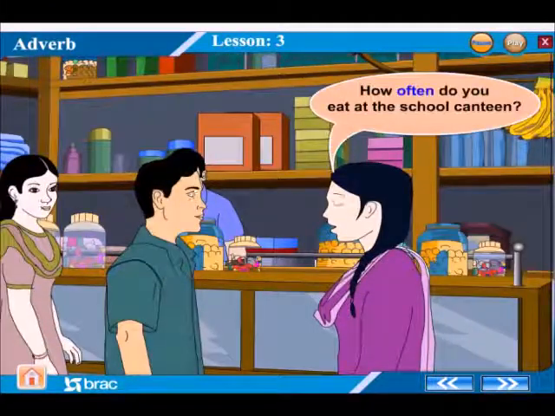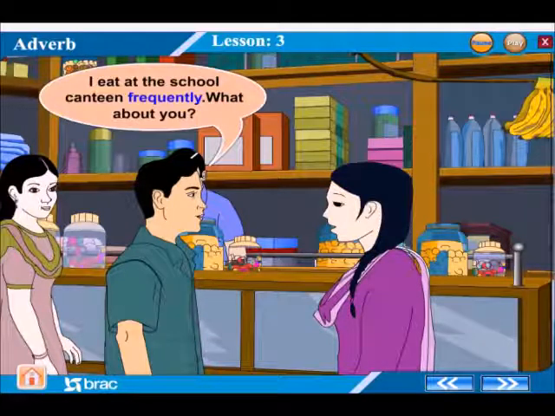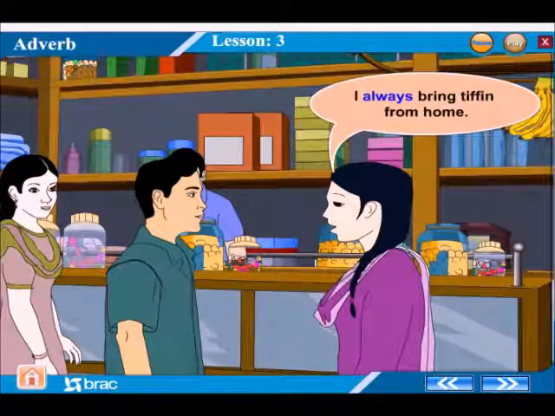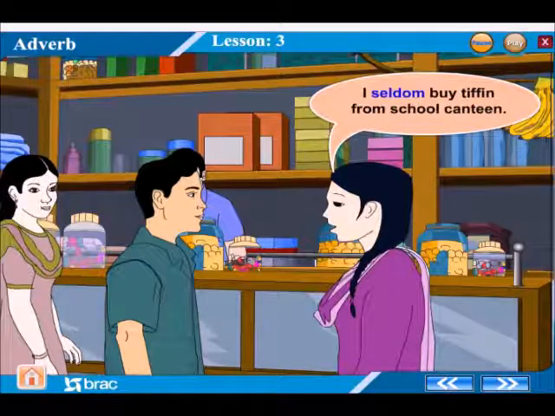How often do you eat at the school canteen? I eat at the school canteen frequently. What about you? I always bring tiffin from home. I seldom buy tiffin from the school canteen.